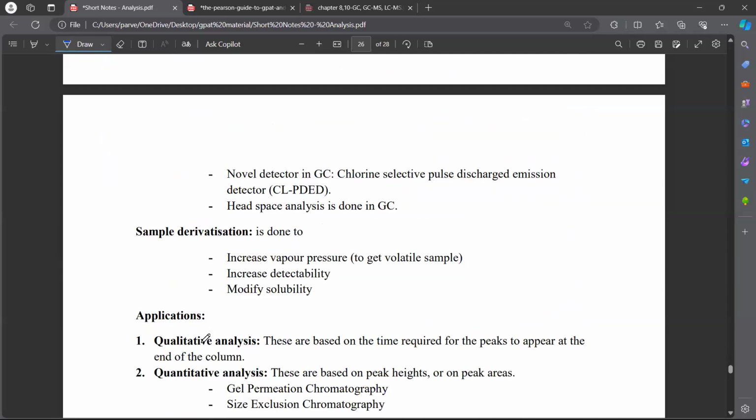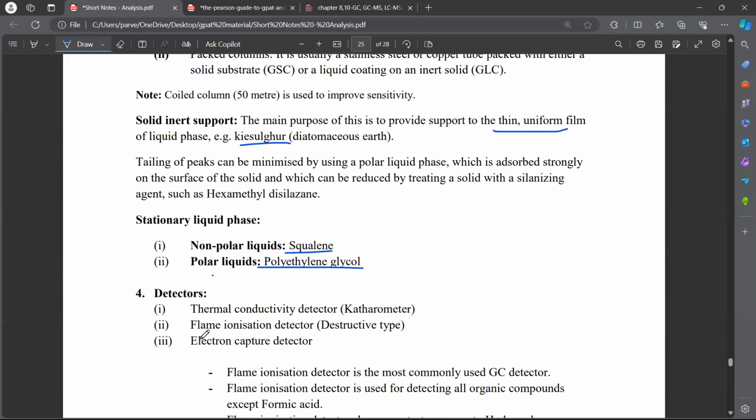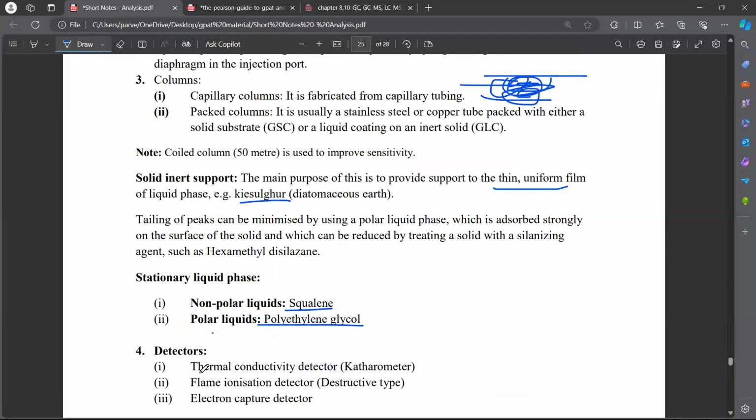The most important thing when coming to gas chromatography is the detectors. The first one is the thermal conductivity detector. What is the other name of the thermal conductivity detector? Katharometer. There are four names for the thermal conductivity detector. Hot wire detector. Great.